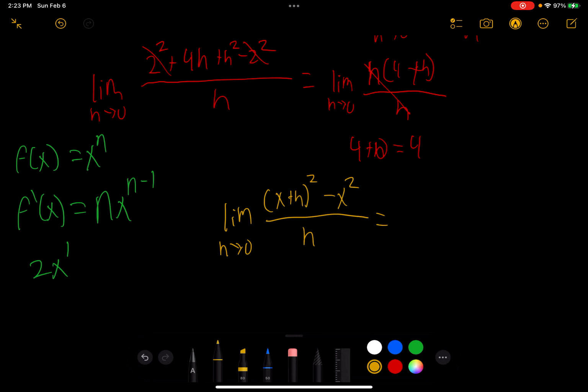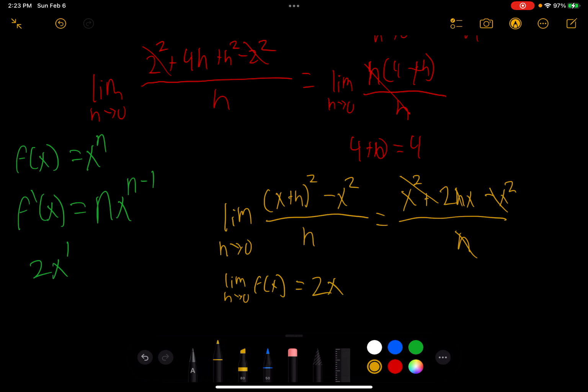Well, we can expand it out to x squared plus 2hx plus h squared minus x squared, over h. So we're going to cancel it again. Then it's going to be 2h over h, so the h's cancel out, meaning that the limit as h approaches 0 for f of x is going to simply equal 2x. And hey, what do you know?